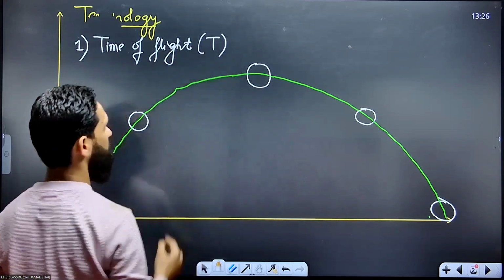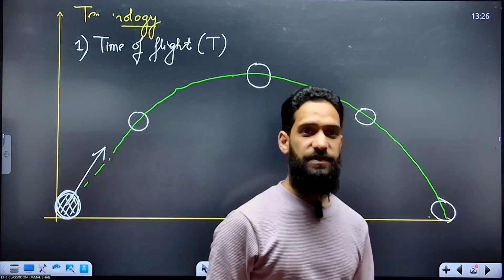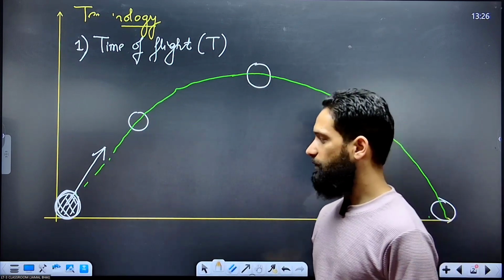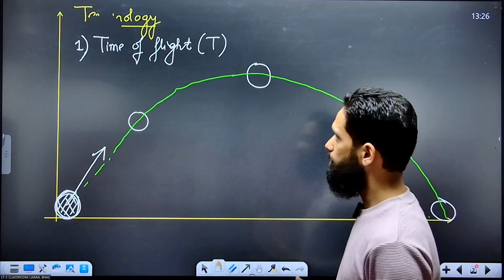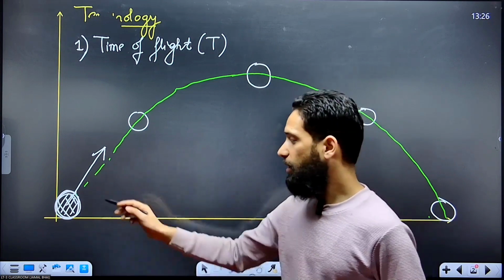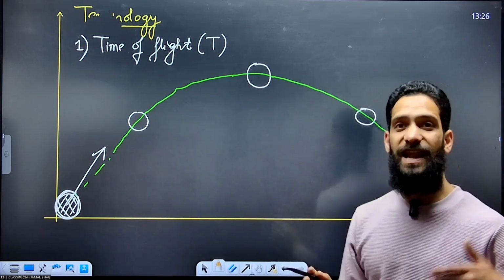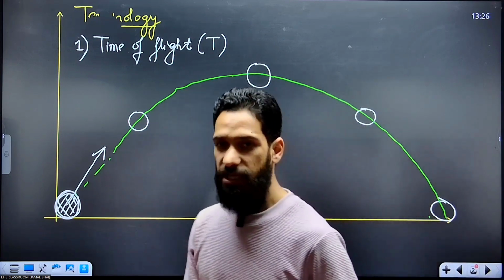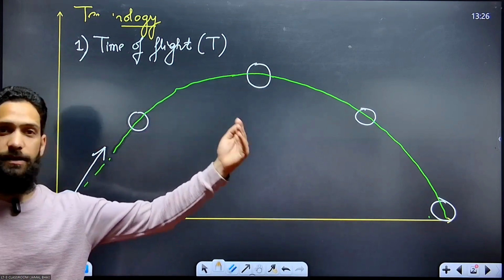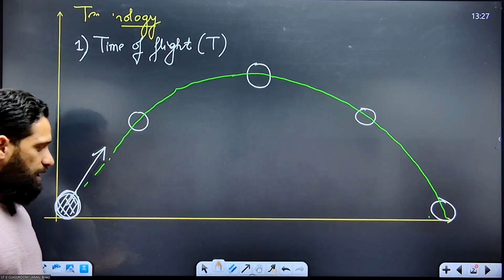We denote it with capital T. As is evident from the word, time of flight must be the time for which the body remains flying in the air, or remains moving in a plane.